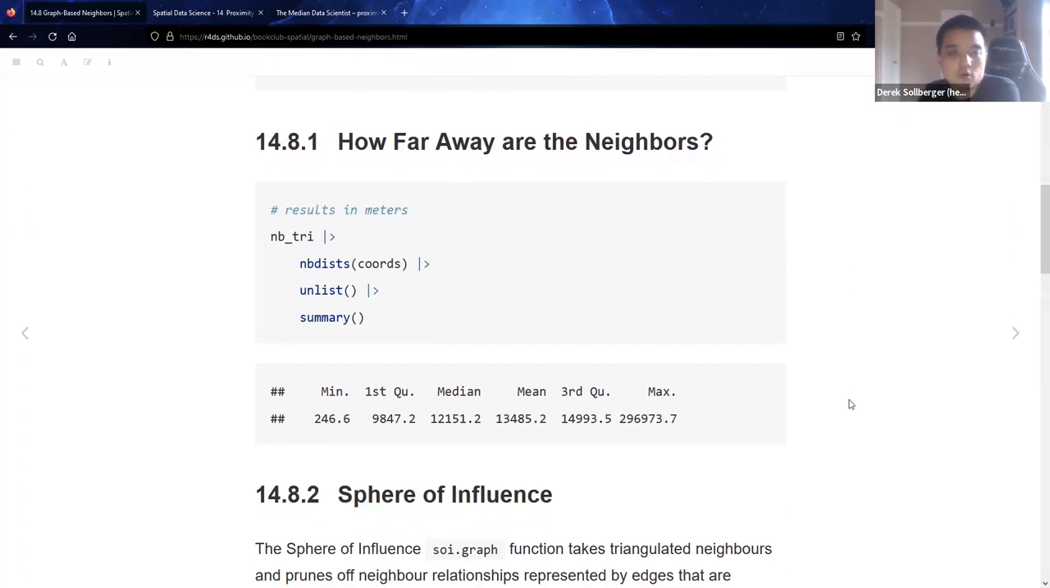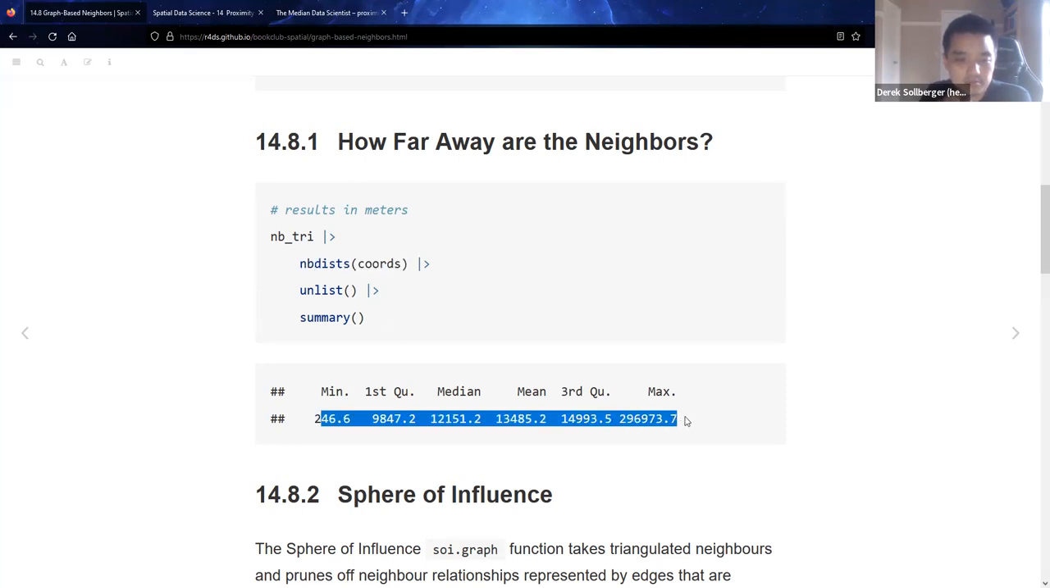A nice corollary calculation is we could then ask ourselves, how far away are the neighbors? If we take the triangulation results and compute the distances, which I'm already worried, depending on your data set, might be quite a long calculation time-wise. These results are in meters. So we can see that as of right now, some of the nodes are about 300 kilometers from each other. So we ask ourselves, should two towns that are 300 kilometers from each other be considered to be neighbors?